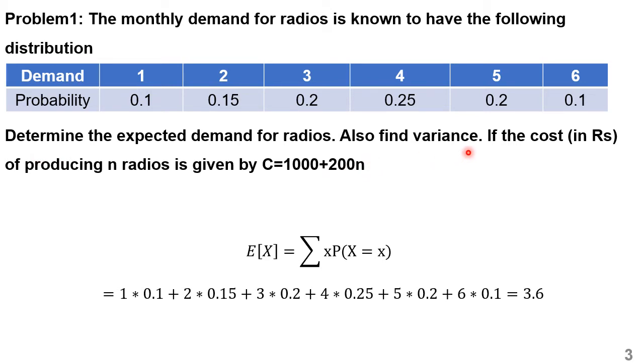Also find the variance, if the cost in rupees of producing n radios is given by P equal to 1000 plus 200 into n. Let us first find out the mean value. Expectation of x is given by summation of x, probability of x equal to x. That is 1 into 0.1 plus 2 into 0.15 plus 3 into 0.2 plus 4 into 0.25 plus 5 into 0.2 plus 6 into 0.1. So therefore you get the x bar and mu x as 3.6.